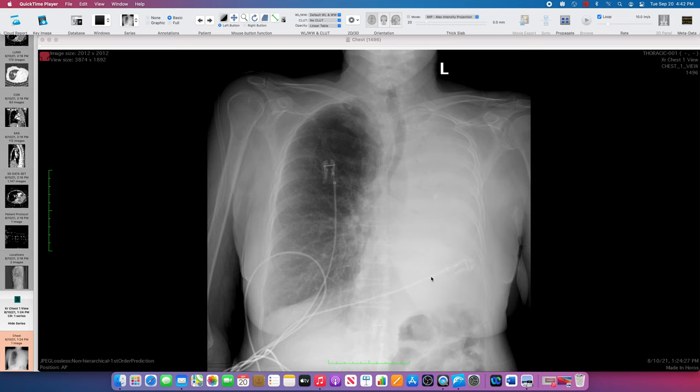And when you see whiteout of a hemithorax on chest radiograph, the first thing to assess is the direction that the mediastinum is moving. So if it moves away from the opacification, then it's some sort of space-occupying process, like a large pleural effusion or a very large mass.